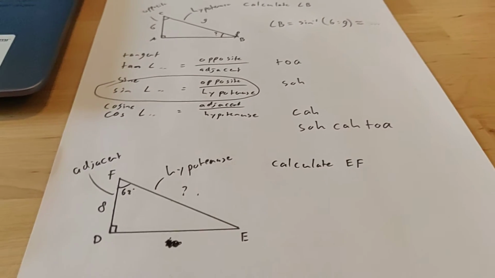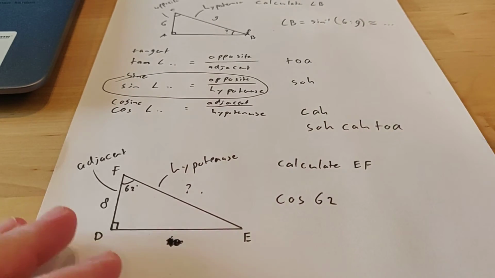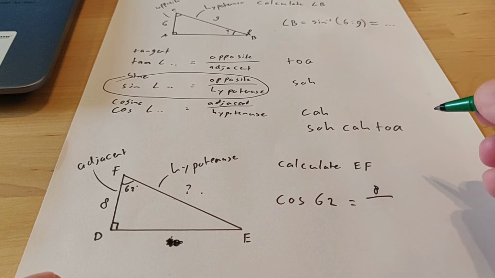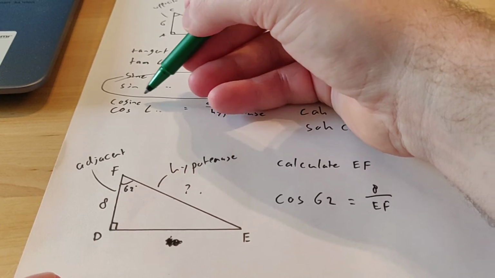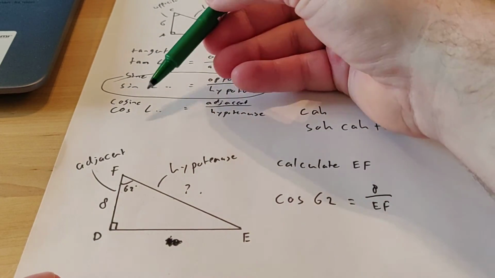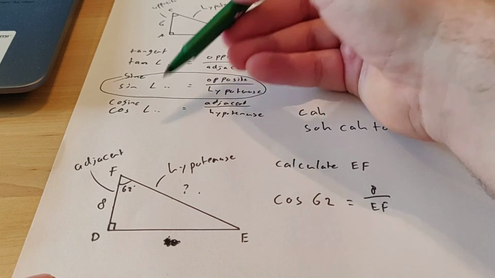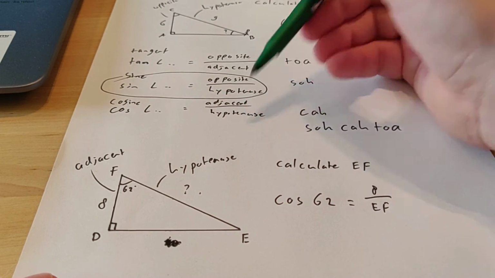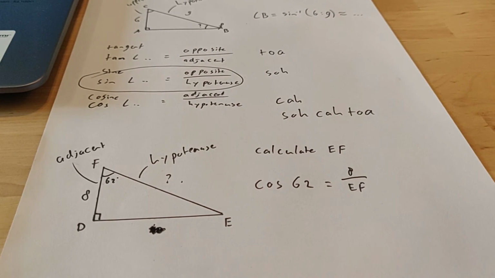So if you want to calculate a side, then I write down cosine of 62 equals the adjacent side divided by the hypotenuse, which is EF. So what you do is you just basically take this rule here. It says cosine of the angle is this divided by that, and you fill in what you know. If you know the angle, you fill it in there. If you know the adjacent side, you fill it in there. And if you know the hypotenuse, you fill it in there. Then we have this over here, and EF is the thing that we want to calculate.